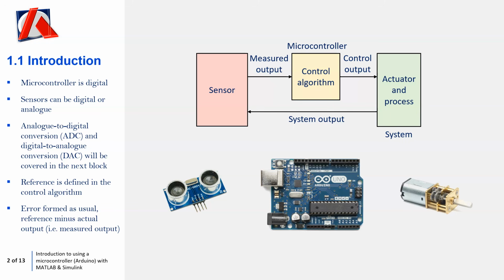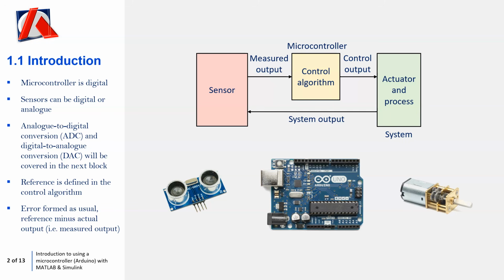So in terms of the reference, we used to talk about a reference. This is what we desire in terms of how the system behaves. So it could be, for example, temperature in a room, or in the case of using the ultrasonic sensor, it could be a desired separation distance or a distance to an object. That's defined within the control algorithm, and you'll see that more as we move on through the lectures. As I said, the error is formed as usual, so it's the reference minus the actual output, or the measured output from the sensor.